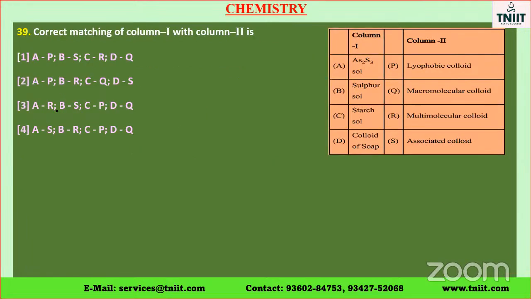The next question. Matching of column 1 with column 2. NEET, match the following has been asked regularly. So they're asking correct matching of column 1 with column 2. Arsenic sulfide, sulfur salt, starch salt, colloidal soap.